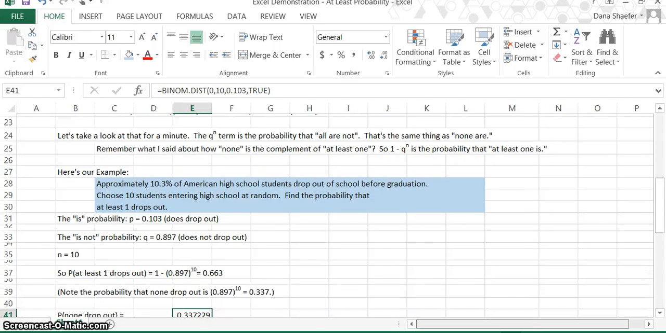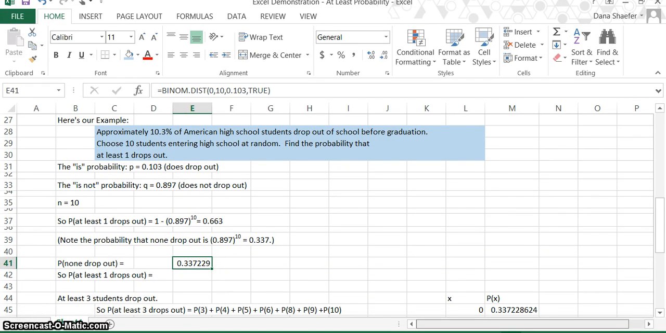So our example says approximately 10.3% of American high school students drop out of school before graduation. I'm going to randomly choose 10 students entering high school, and I want to find the probability that at least 1 drops out. So the is probability, our success, is 0.103, the idea of does drop out. The is not probability, the probability of failure, is 0.897, does not drop out. And remember, the sum of those two should equal 1.